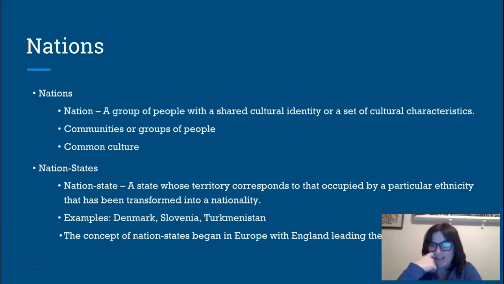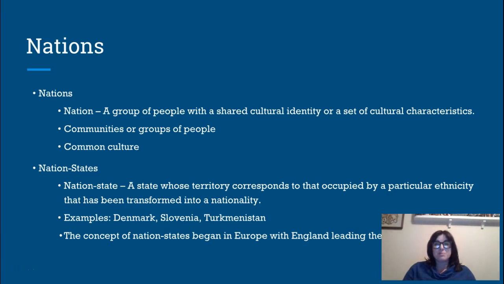Now here it gets real tricky. A nation state is a state whose territory corresponds to that occupied by a particular ethnicity that has been transformed into a nationality. In other words, that is when within the state is a unified nation. So an example would be Denmark. Everybody who lives in Denmark is a Dane, right? That's what you call people in Denmark. Slovenia. Everyone who is in Slovenia considers themselves the same cultural identity, okay?